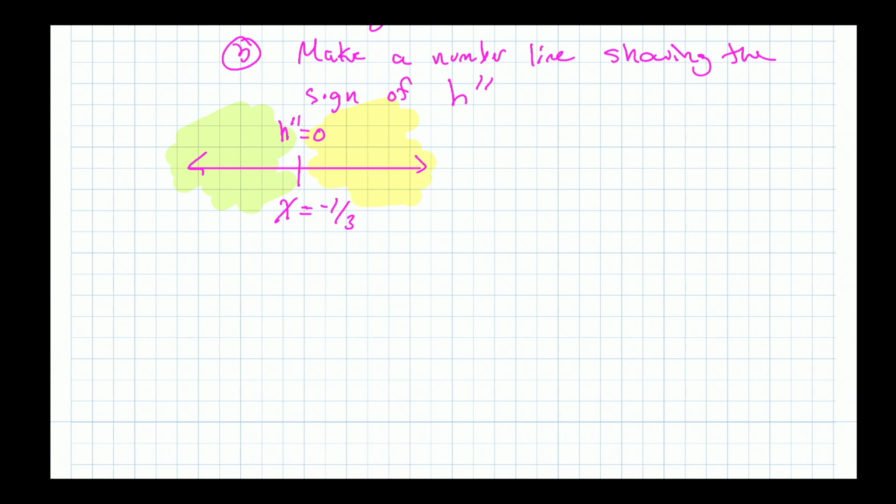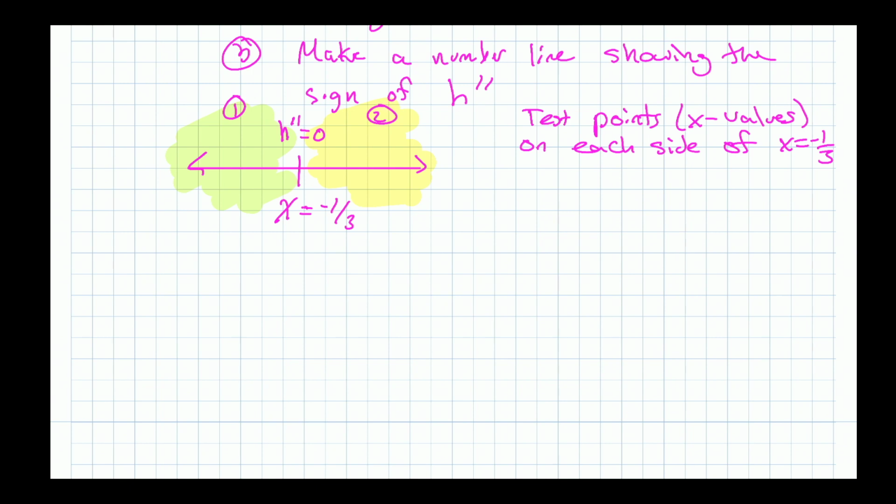We just do one test point per interval. So we make a number line. So we need to test points, which are x values, on each side of x equals -1/3. That's all we need to do. So that means we're going to plug a number on the left side, this side, and this side, into h double prime. So what's in the green interval to the left of -1/3?